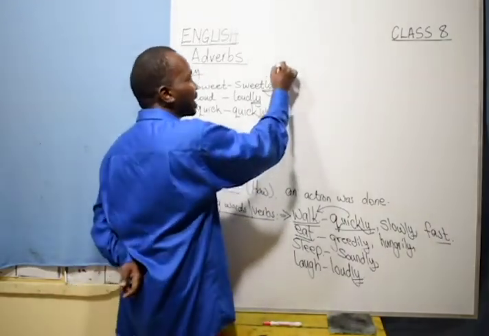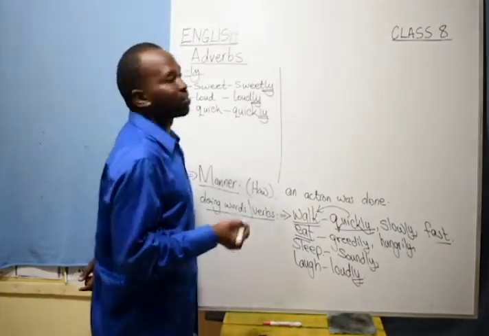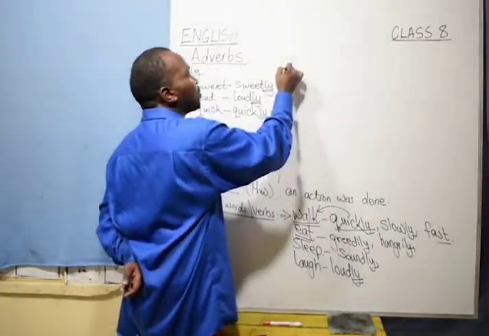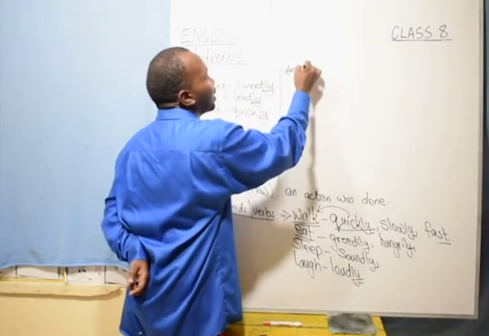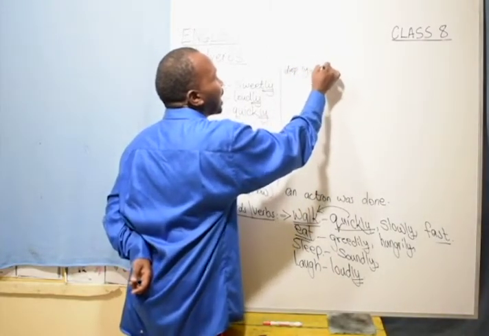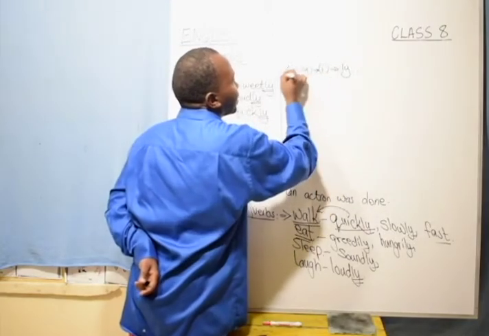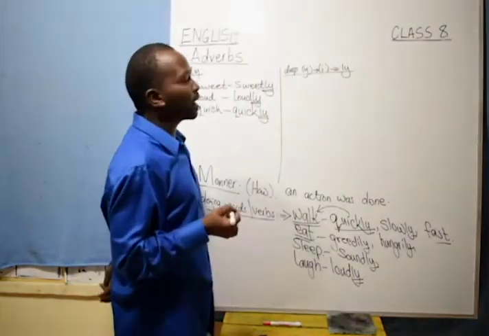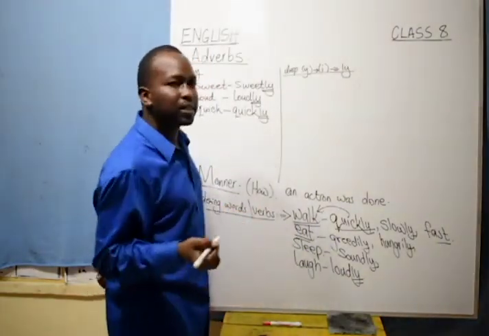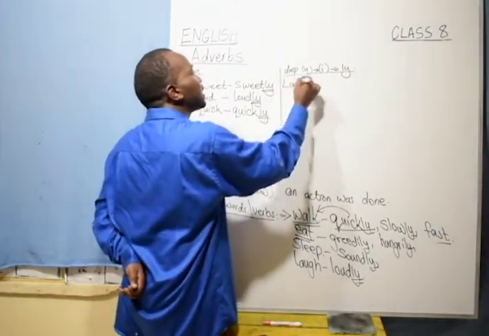Now, there are other adverbs that you form by dropping certain letters. For example, there is one you form by dropping the y. You drop the y, replace it with an i, and then you add ly. For example, of such a word, lazy. Very good. You have the word lazy.